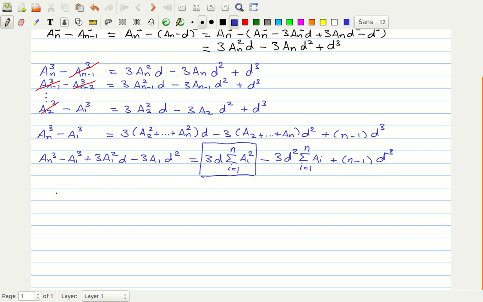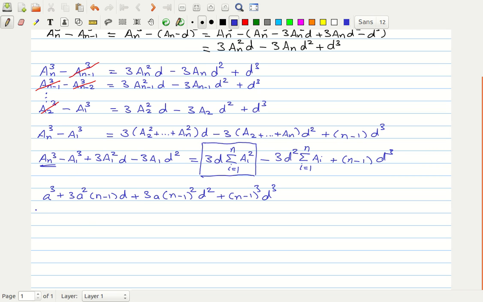So what is a_n cube? a_n cube is a cube plus 3 times a square times (n minus 1) times d, plus 3 times a times (n minus 1) square d square, plus (n minus 1) cube d cube. Okay, so this is a_n cube.